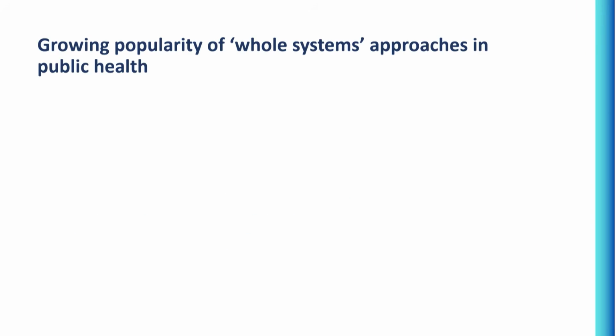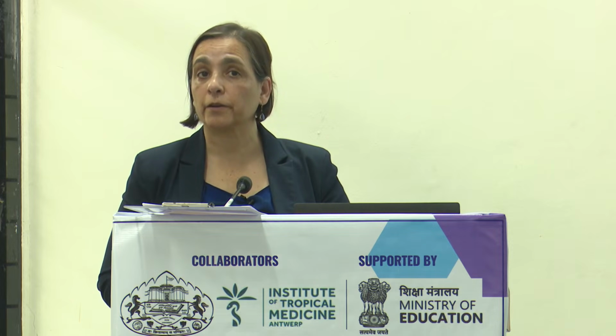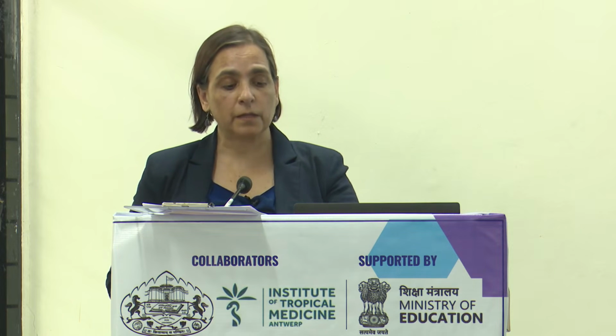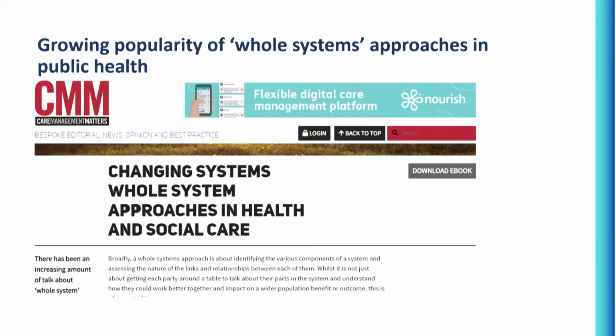But first, let me quickly go back and tell you that what's interesting is that this idea of applying systems thinking is becoming definitely more popular in public health in high-income countries. So I'm just highlighting some recent documents. Health and Social Care in the UK introduced this notion of a whole systems approach, about identifying various components of the system and assessing the nature of links and relationships between each of them. I'm going to give you a bunch of examples showing it's becoming common currency, which, as Solomon and Abhay know, it certainly wasn't 20 years ago, right?